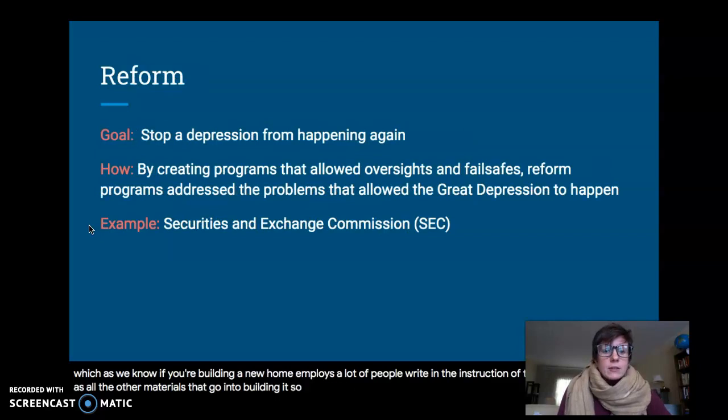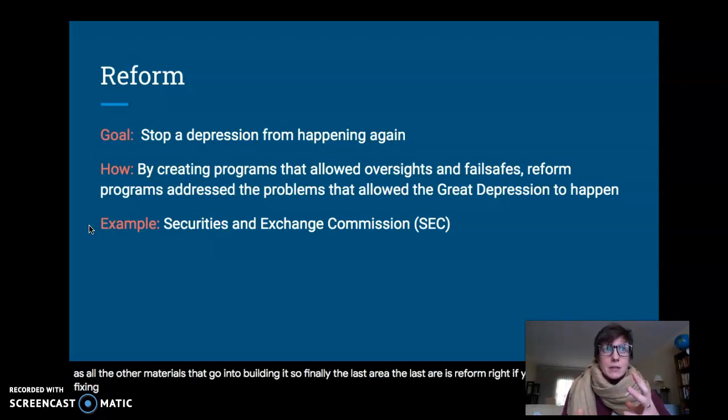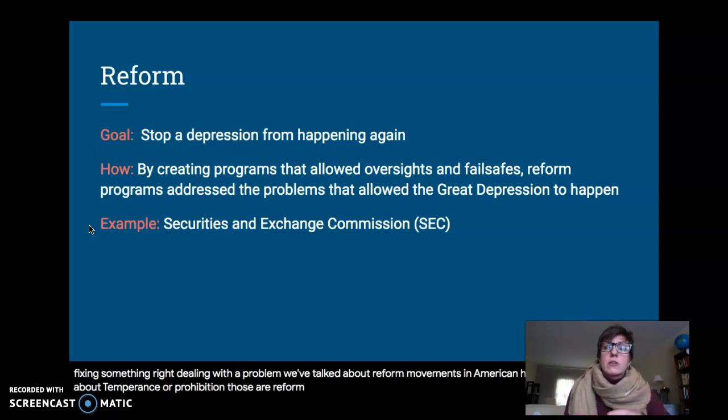So finally, the last area, the last R, is reform, right? If you think about reform as fixing something, right? Dealing with a problem. We've talked about reform movements in American history before. If you think about temperance or prohibition, those are reform movements that are trying to fix the problems associated with alcohol.